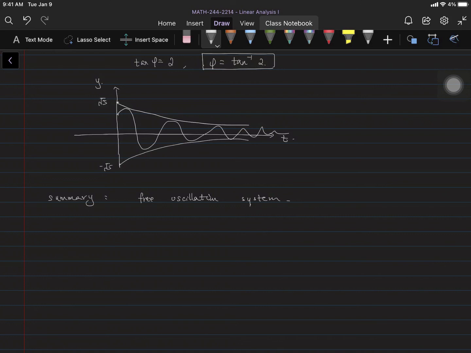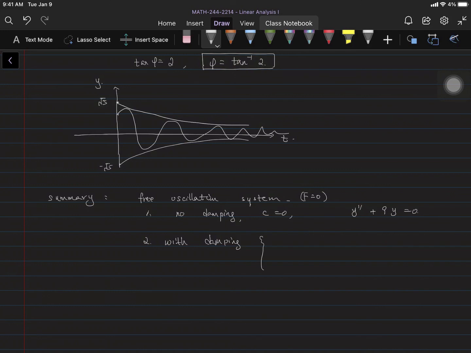So here we need to know how to find solutions for, first, no damping. That means c equals 0. Usually the differential equation looks like this kind of thing. Free oscillation means capital F equals 0. That means the right side is always 0, homogeneous. Second thing, we need to know the case with damping.